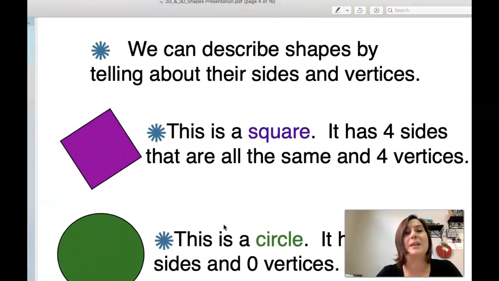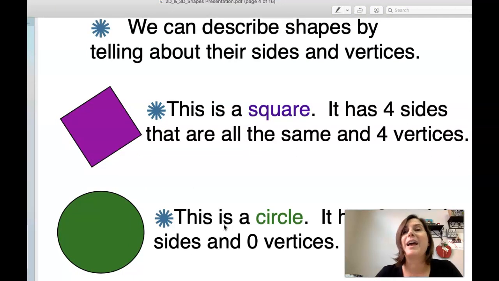We can describe shapes by telling about their sides and their vertices. Like we talked about with this square, it has 4 sides, and all 4 sides in a square are the same. They are the same length, the same size, just as long as each other. And they also have 4 vertices. Let's count them. 1, 2, 3, 4. Look at that. Those vertices are the corners where the lines meet.